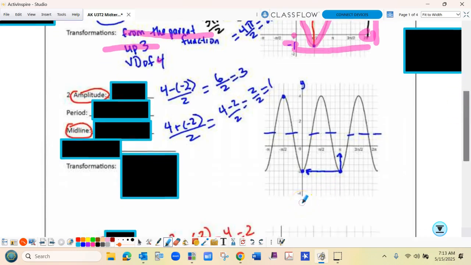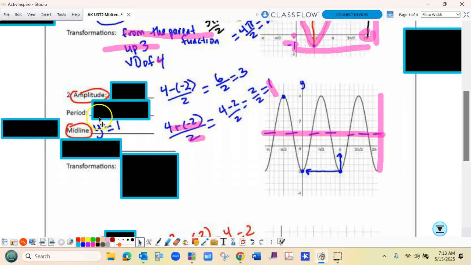Number 2, same thing. Find your midline, possibly using your formula max plus min divided by 2, or by counting from the maximum to the min, and then dividing that by 2 to figure out what the amplitude is. So I can see from the graph and my formula that my midline is 1.